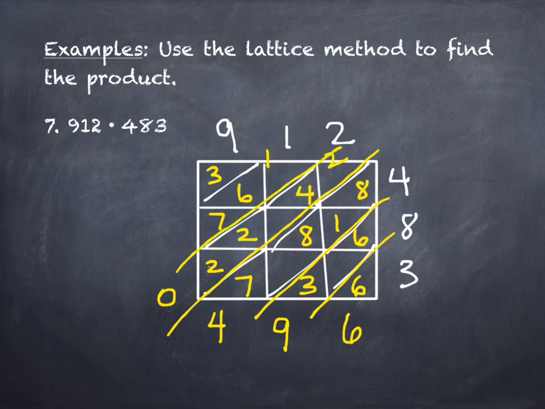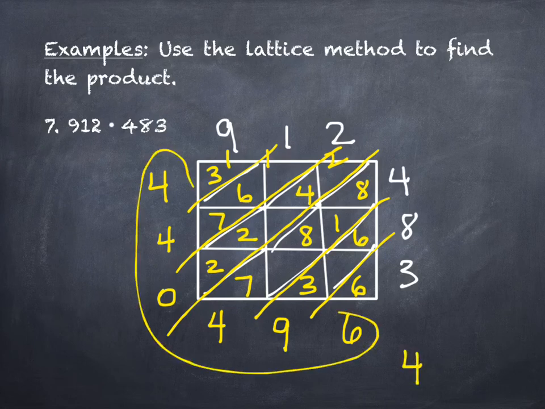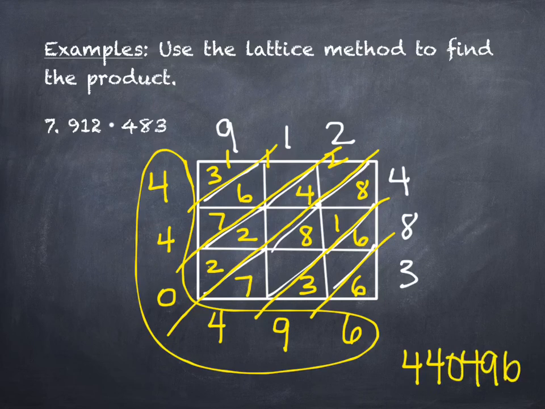1 plus 6 plus 7 is 14. Write a 4, carry a 1. 1 plus 3 is 4. So my solution, read along this side, right here, is 440496. Just out of curiosity, has anybody seen lattice multiplication before?